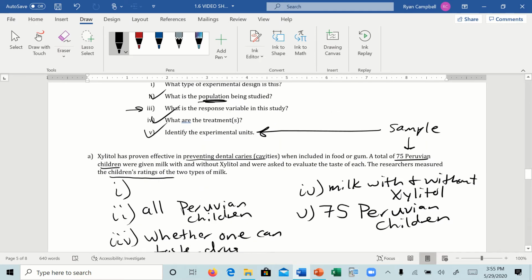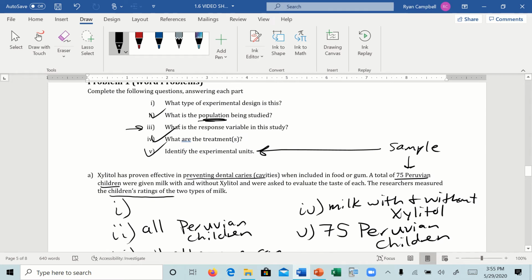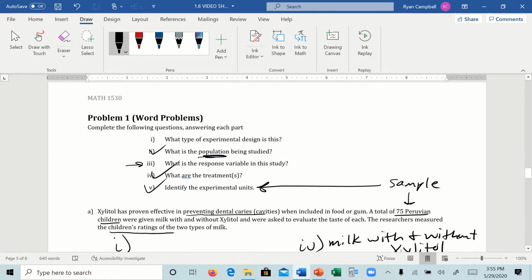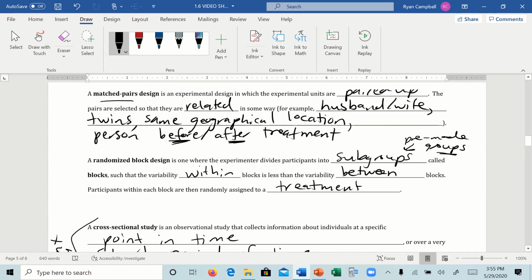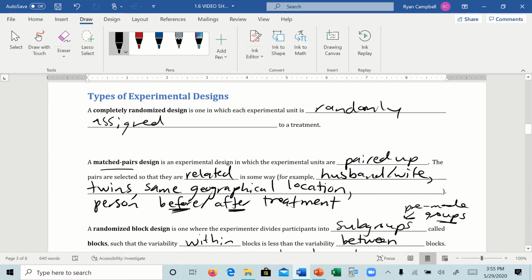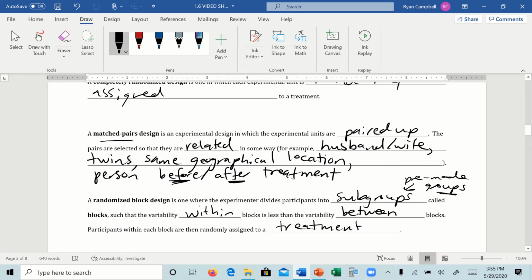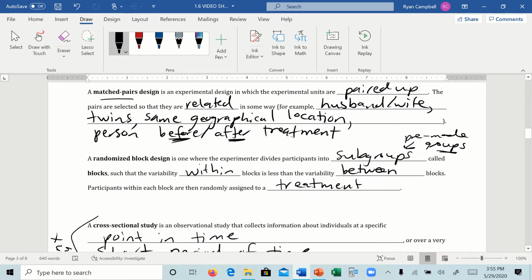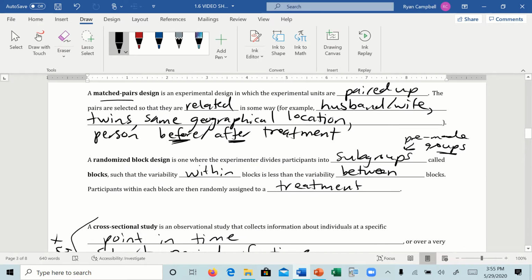All right. And so last one. What type of experimental design is this? Or what is it not? So let's go through this. So it may be completely randomized. So let's not rule that one out. It may be matched pairs. Let's look at this. So it's definitely not a random block, right? Why? Because there's no subgroups here, right? It's just 75 Peruvian children, and that's it.